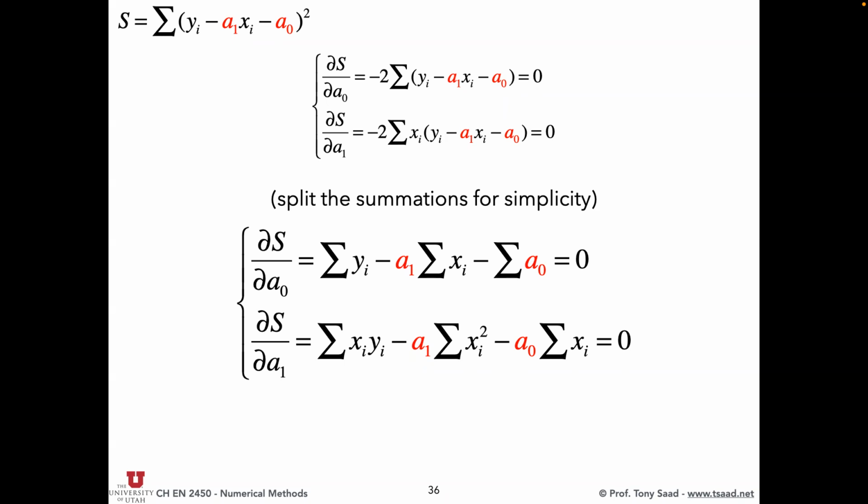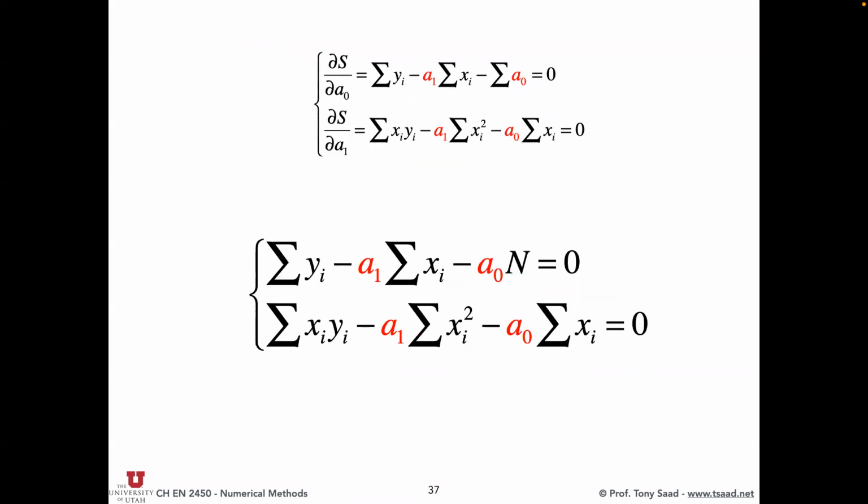Same thing for the one at the bottom, sum xi yi minus a1 sum xi squared minus a naught sum xi. Okay, now again, I think this form is not very clean. I really like the matrix form, but notice that this sum a naught is a naught times n, because you have n terms and each term has an a naught. And when you factor that out, it's going to be a naught times 1 plus 1 plus 1 plus 1 n times. Okay, n is the total number of data points that you've got.